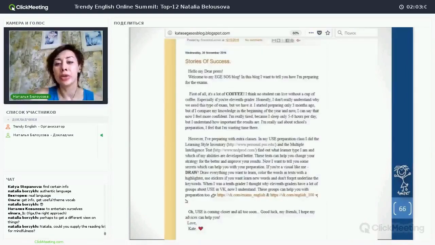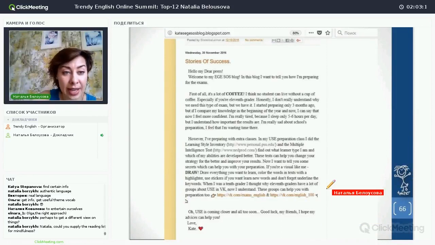And you can see an example of the first blog of one of the girls who were preparing for YEGE. So again, you see that it's her text, so there's something to work on here language-wise and so on. So just have a look.